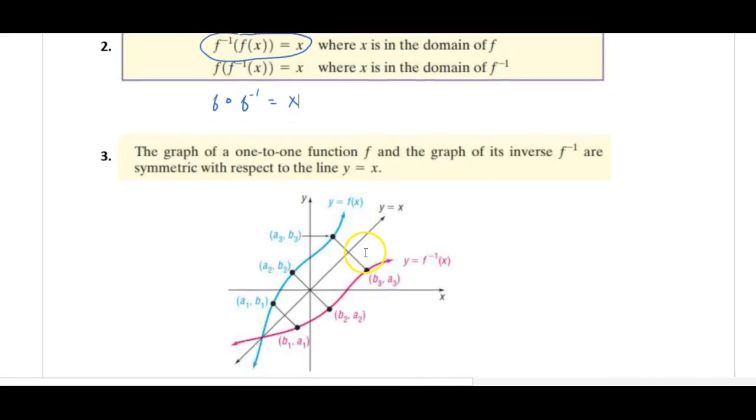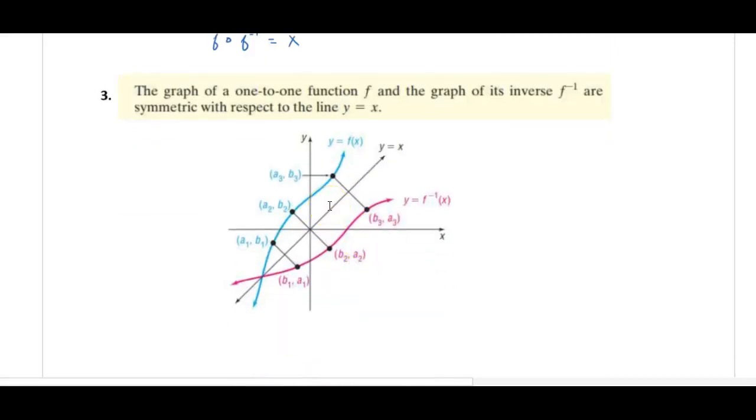The last thing is the graph of a one-to-one function f and the graph of its inverse are symmetric with respect to the line y equals x. So if I look at the line y equals x here, and then you look at the function, and then you look at its inverse, it's basically a reflection over the line y equals x. And anytime you reflect over the line y equals x, what happens to your x and y values? They flip-flop.